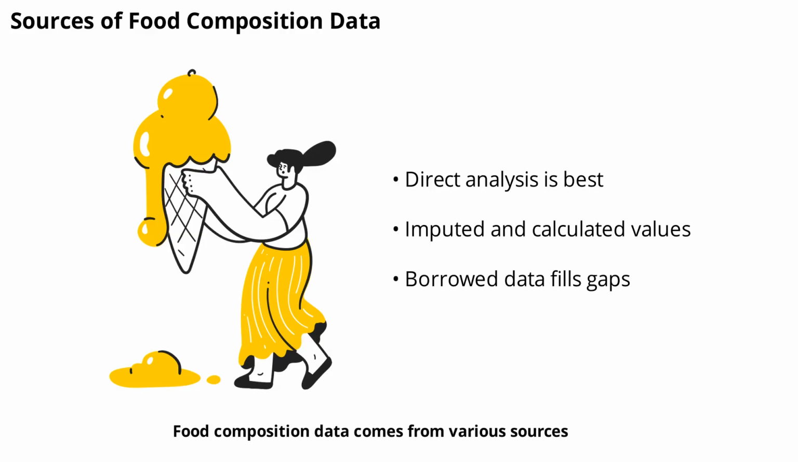Food composition data comes from various sources: direct analysis of food samples, imputed values based on similar foods, calculated values from recipes, and borrowed values from other countries' databases. Direct analysis is preferred but expensive. Imputed and calculated values help fill gaps, while borrowed values are referenced to their original source. Transparency about data sources is crucial for users to assess reliability.